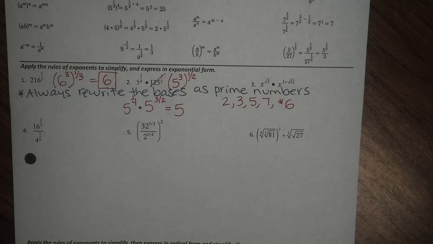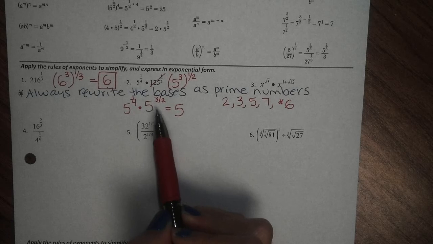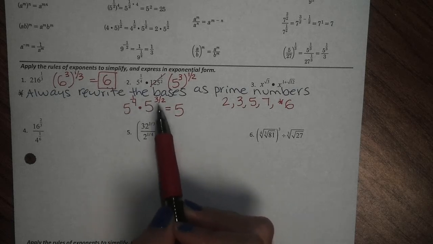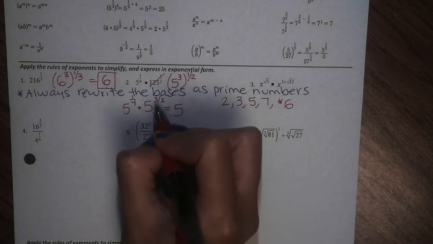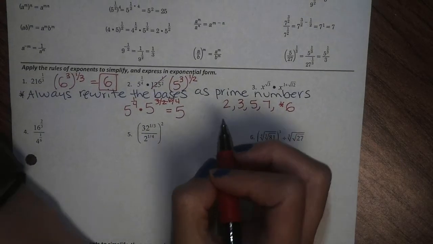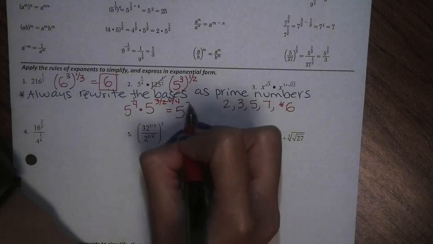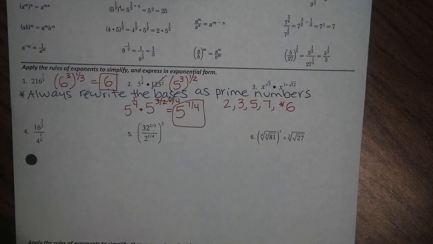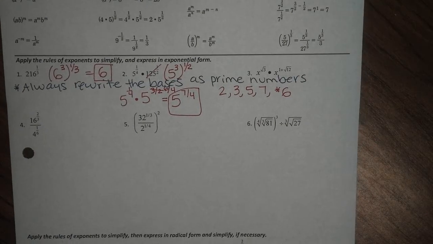In case you forgot how to add fractions, you're supposed to find a common denominator between the 1/4 and the 3/2. So I'm going to change the 3/2 to 6/4. So my final answer should be 5 raised to the 7/4. And then we can just keep practicing these. If you have a question, either raise your hand or talk to me.